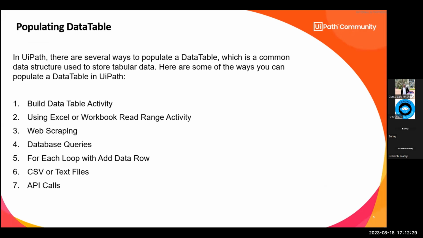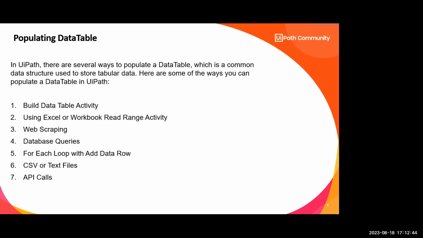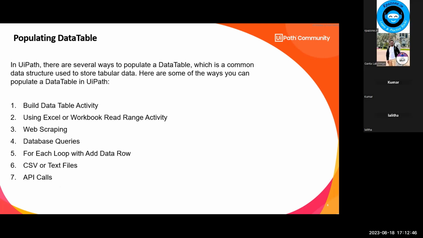The second way is using the Excel or Workbook Read Range activity. If you want to read data from an Excel file, we have Excel and Workbook activities, and by using them we can read the data. It will generate the output in data table format. And web scraping: let's say in any desktop or web application we have tabular data. By using the data scraping activity, we can read all the structured data, and again it will generate the output as a data table.